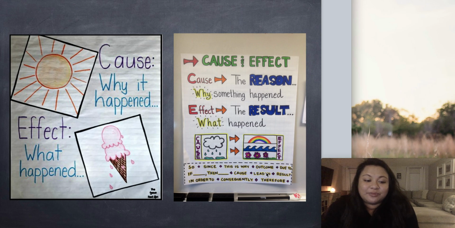Below, you have some really important words that also go with cause and effect. So, since, this is why, outcome, due to, if, then, cause, lead to, result, in order to, consequently, and therefore.